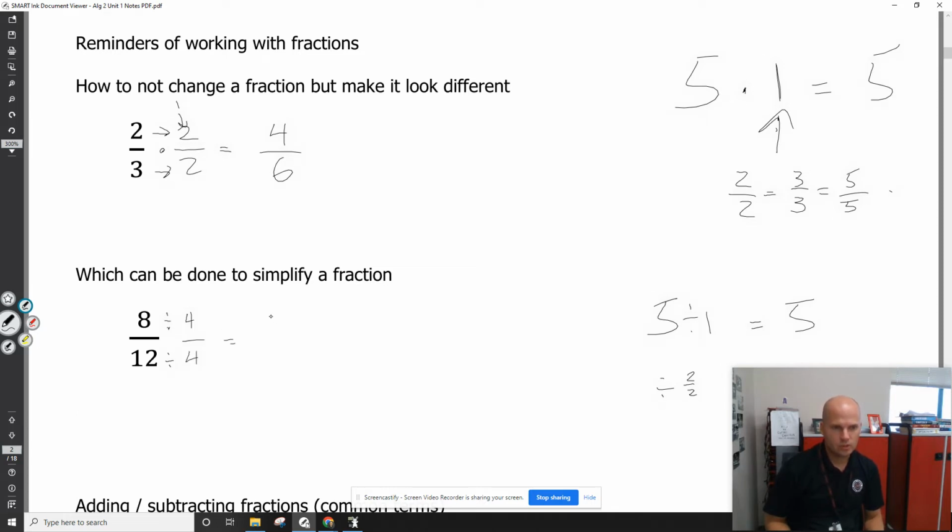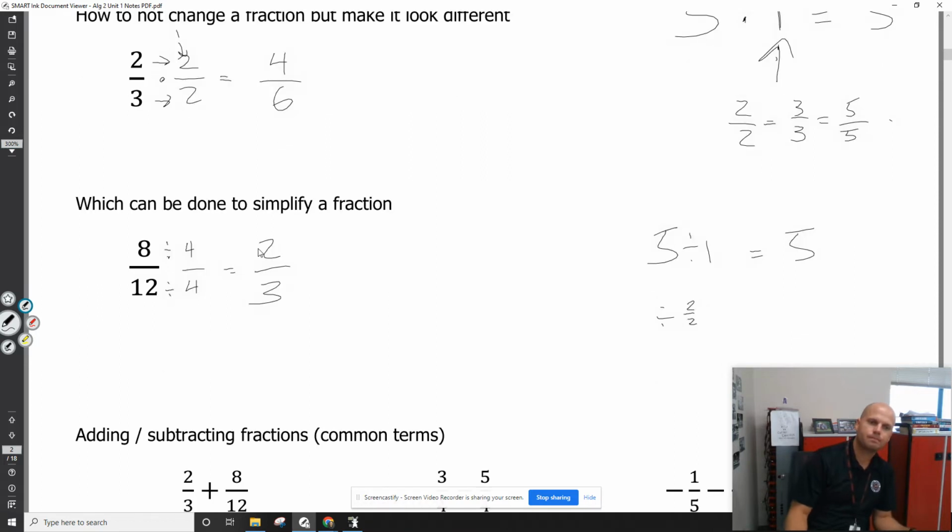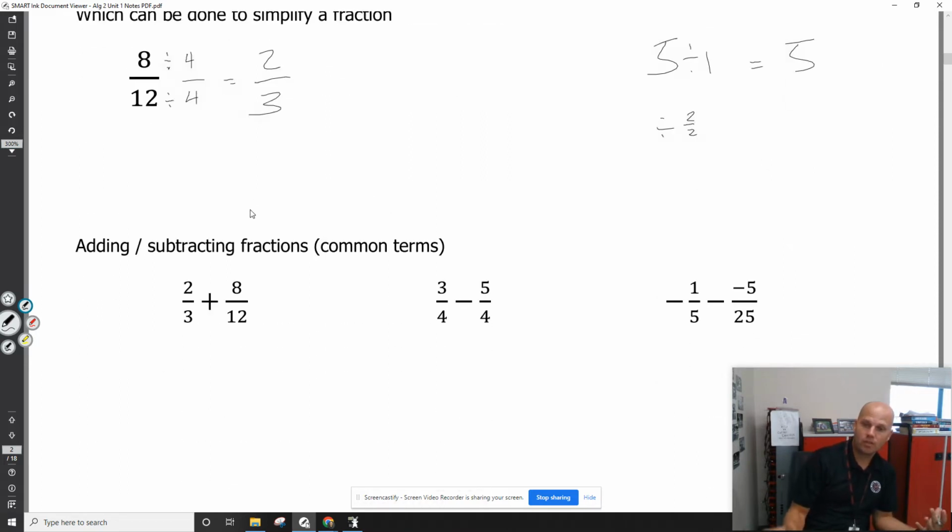And this turns into 8 divided by 4. How many times does 4 go into 8? 4, 8, twice. How many times does 4 go into 12? 4, 8, 12, 3 times. And boom. Turns out 8 twelfths is the same as 4 sixths, is the same as 2/3. It's the same amount of pizza. And where this helps is like, if you were asked, hey, you got 2/3 of a pizza and they have 8 twelfths of pizza, how much pizza do you have?